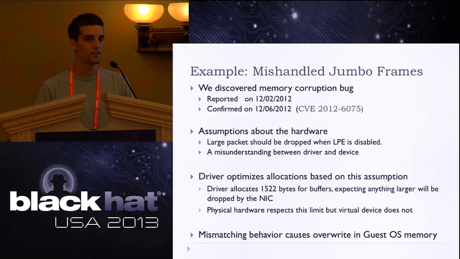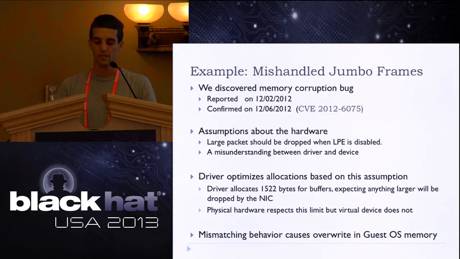In this particular case, the driver expects the hardware to drop packets over a certain size, in this case 1522 bytes, when the long packet enable bit flag is not set. In other words, if a jumbo frame arrives, then the NIC should drop this packet. Based on this assumption, the driver makes some optimizations on the size of the receive buffer descriptors that it allocates. It only allocates the size that it expects to receive, which is 1522, and it expects anything larger than that to be dropped by the card.